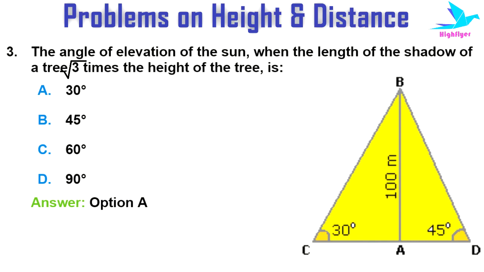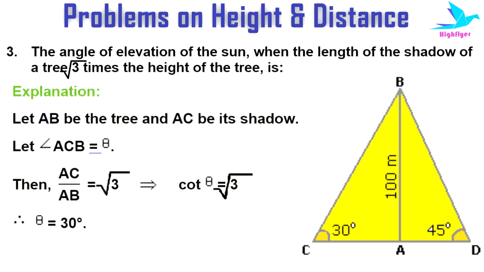Let's see how. Now in this figure, let AB be the tree and AC be its shadow. And let angle ACB equal theta. Then AC by AB equals root 3, because it's given in the question. And AC by AB equals cot theta also. That implies cot theta also equals root 3. So theta equals 30 degree because only cot 30's value is root 3.